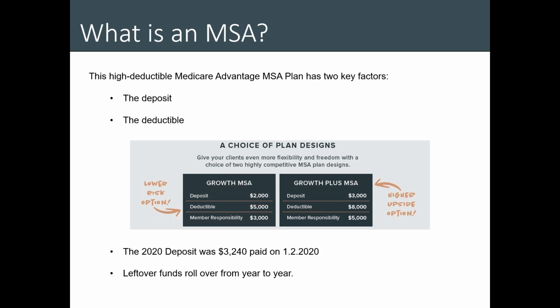The first is the Growth MSA, which is a $2,000 deposit into the MSA account with a $5,000 calendar year deductible. And the member responsibility is $3,000. You can think of that as a maximum out of pocket on this plan is $3,000. And then the Growth Plus MSA has got a higher deposit and a corresponding higher deductible with a member responsibility of $5,000. People who would be good candidates for that, people who are in really good health.